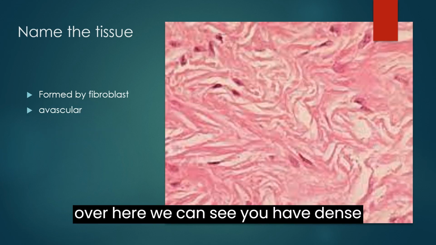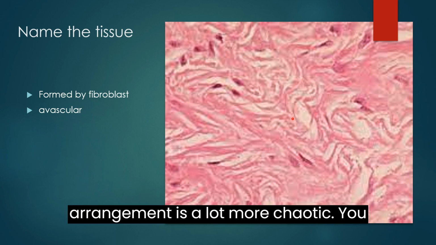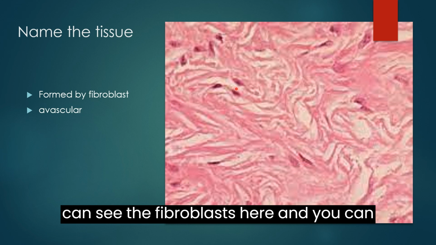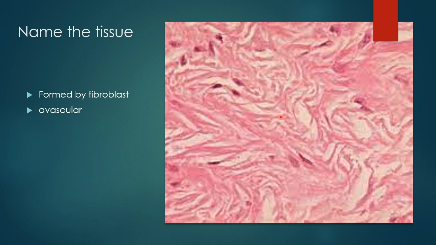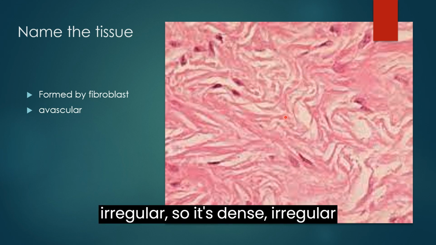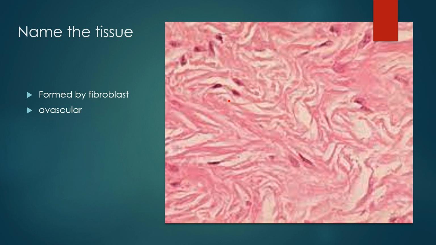Now over here, we can see you have dense tissue here, but you can see that the arrangement is a lot more chaotic. You can see the fibroblasts here, and you can see that there aren't many blood vessels. So this is more irregular, so it's dense irregular connective tissue, with fibroblasts or fibrocytes here.